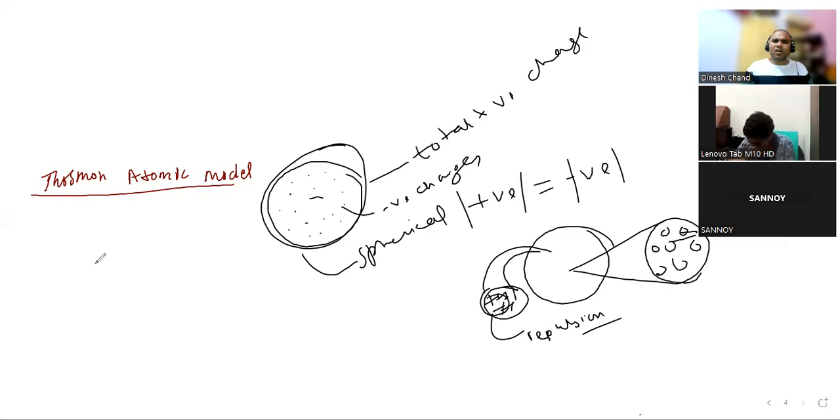So what is the problem, Sanoy? Here the electron is there, a negative charge, and just behind it there is the positive charge. It could not explain the results of Rutherford's experiment also. That is the reason. Because here there is no problem if the positive charge is on the surface, and the negative charge is pulling it back inside.